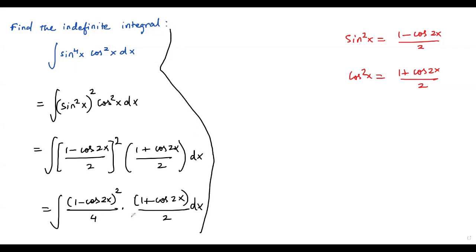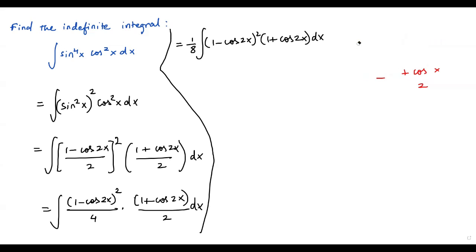Now we can multiply the two constants in the denominator, that is 4 times 2, which is 8. Since 8 is a constant, it can be moved out of the integral. Since the constant 8 is in the denominator, when it comes out of the integral, it will be 1 over 8 times the integral of (1 - cosine 2x) whole square times (1 + cosine 2x) dx.